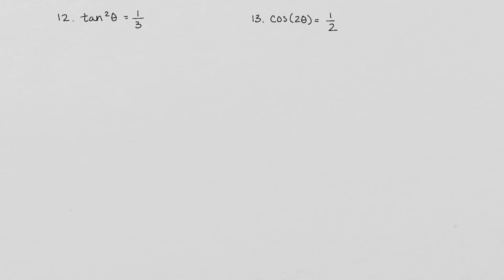All right, let's look at tangent squared of theta is equal to 1/3. That's number 12. The first thing we do is get the trig alone. There's nothing to add or subtract, but we do need to take the square root of tangent squared theta and the square root of 1/3. And so I've got tangent of theta is equal to the square root of 1 over the square root of 3. And we know that the square root of 1 is 1.